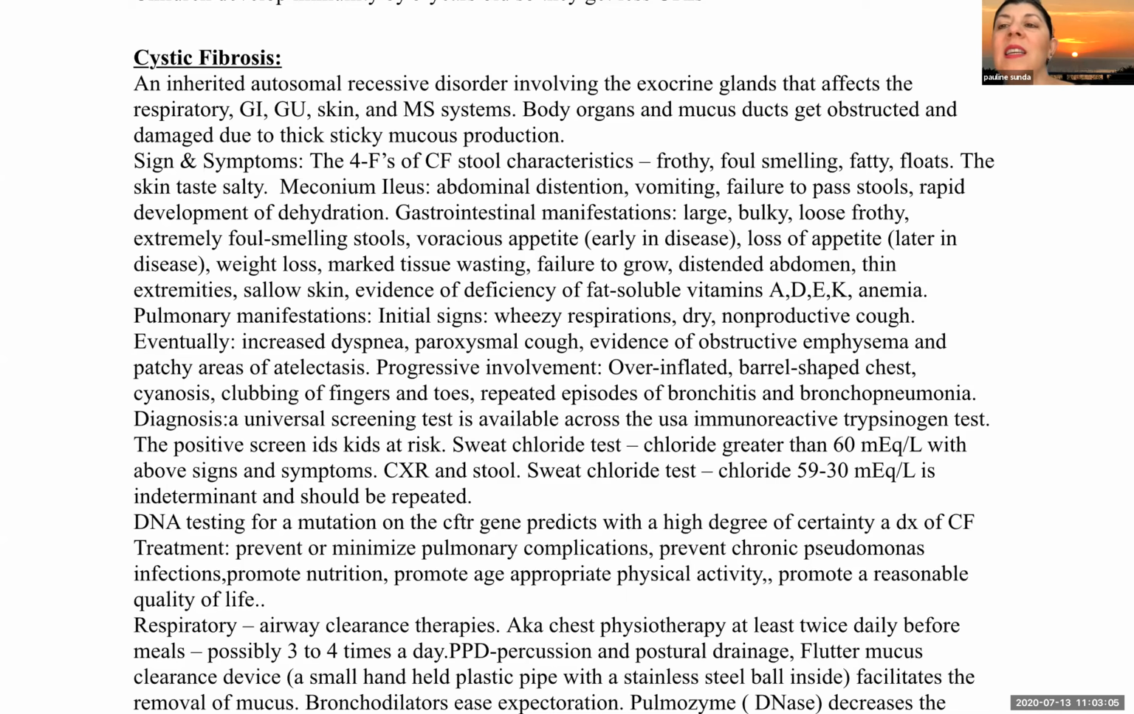They may have a distended abdomen with thin extremities and a sallow-colored skin. And then you're going to see that there's a deficiency in the fat-soluble vitamins, which are vitamins A, D, E, and K. They may also be anemic.